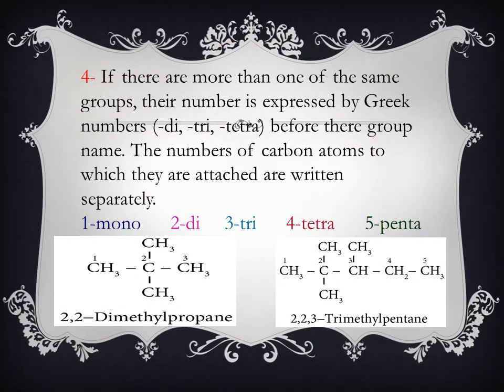And the last, number 4: if there is more than one of the same group, then their number is expressed by a Greek number: di, tri, tetra, penta, and mono. Before their group name, the number of the carbon atom to which they are attached is written separately, as you see in that example. Dimethylpropane. See, it's a methylpropane compound, and we added a di before it on the second picture. It's trimethylpentane, a compound of methylpentane, and we added a tri before it.